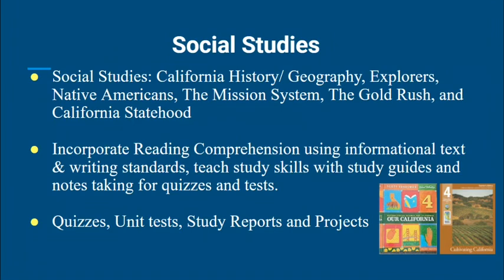Fourth grade social studies. Fourth grade is known for studying and learning about the history of the Golden State, California. We start off with the study of the unique geography of California and move to the study of explorers, Native Americans, and the mission system. We end our study with the gold rush and California's statehood.